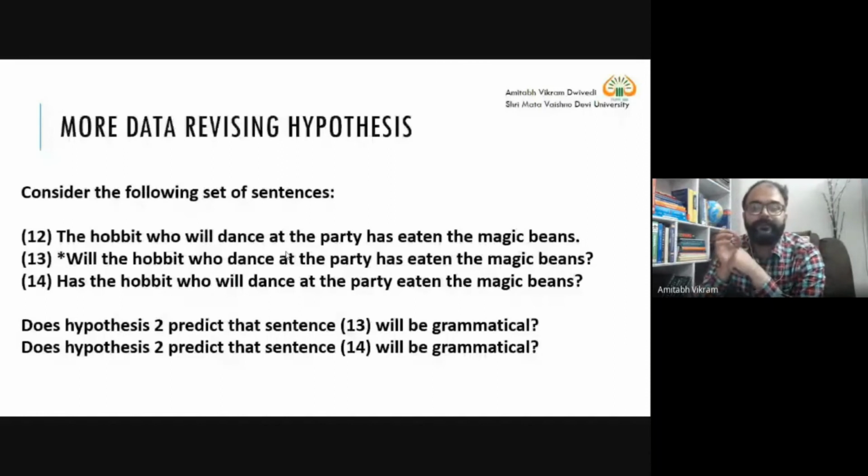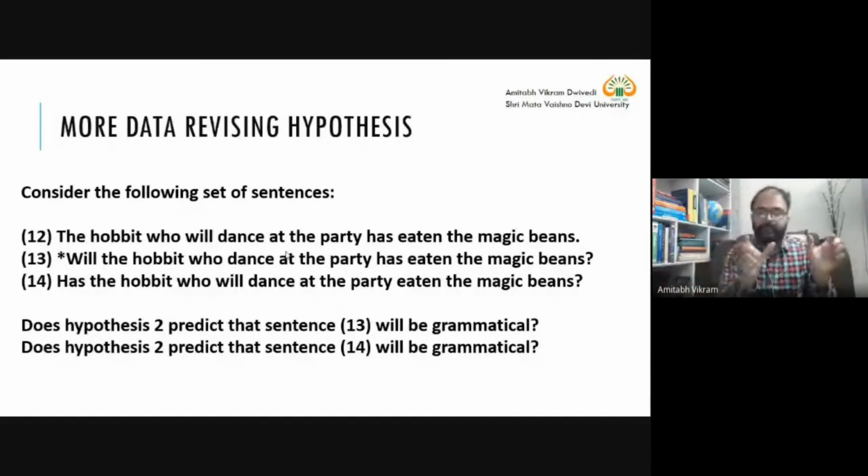So what is the main clause here? If I remove who will dance at the party, the sentence is complete. Yes, the sentence is complete. The hobbit has eaten the magic beans. So this part is infixed in between, who will dance at the party. So let's say there is a party and there are many hobbits, not one. But I'm talking about that particular hobbit who will dance at the party. The hobbit who will dance at the party has eaten the magic beans.